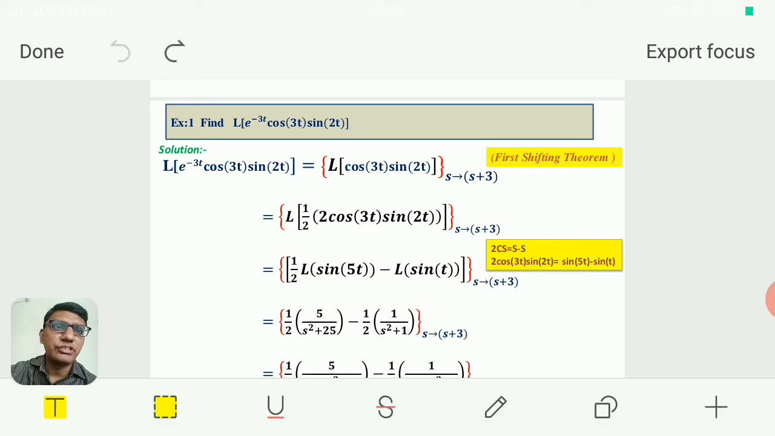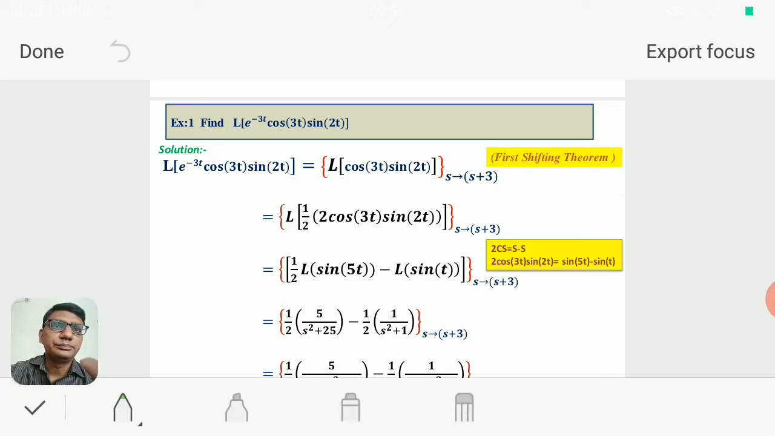cos 2t sin cos 3t sin 2t. Here, in the first part, we multiply the function with e raised to 3t. After multiplying by e raised to 3t, we have to apply the first shifting property, or first shifting theorem, in the example. First of all, what is the first shifting property? Just s is replaced by s plus 3, but we have to first of all find the Laplace of this function.